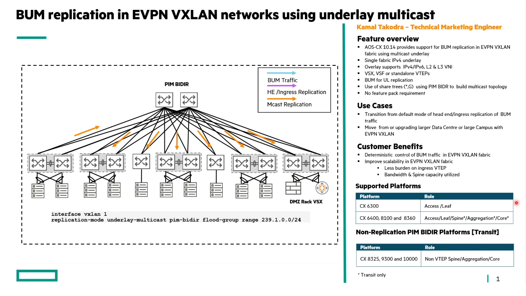The supported platforms which can do BUM multicast replication for EVPN-VXLAN are the 6300, 6400, 8100 and 8360 as access and leaf switches. The 6400, 8100 and 8360 can also be spine, aggregation and core, but will only be transits and not performing replication. Also the 8325, 9300 and 10000 platforms in the single fabric can be transit-only platforms, i.e. non-VTEPs. Now let's go across to a short demo.